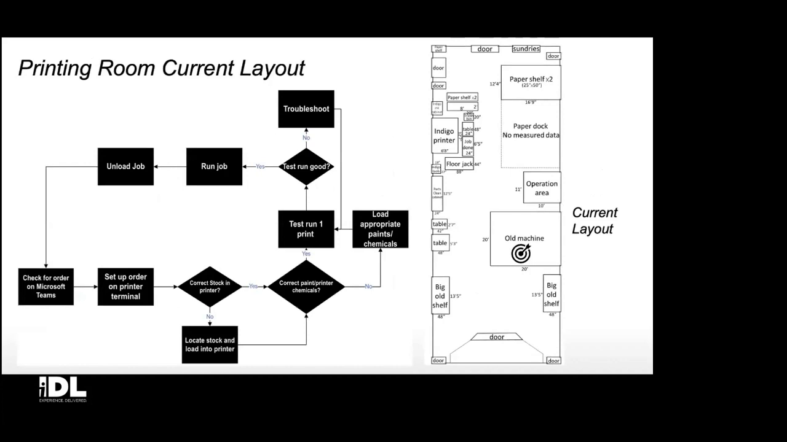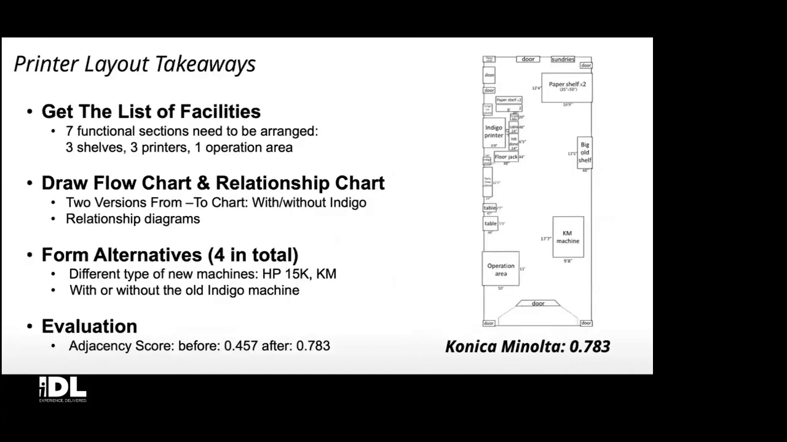For the facility layout part, we first look at the printing room layout. We figure out the printing working process and the current layout. Our goal is to remove the old machine and replace it with a new printer. So we get a list of office facilities, and the flow chart and relationship chart help us form our alternatives. And we evaluate our alternatives by adjacency score, which rates about 30%. And our result is shown in the picture.